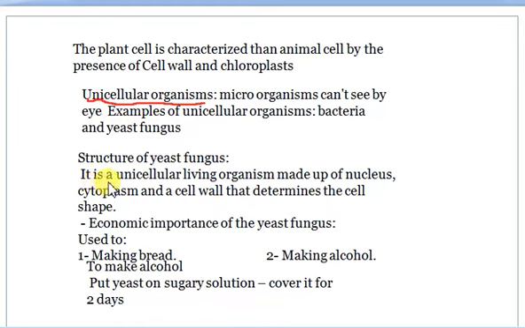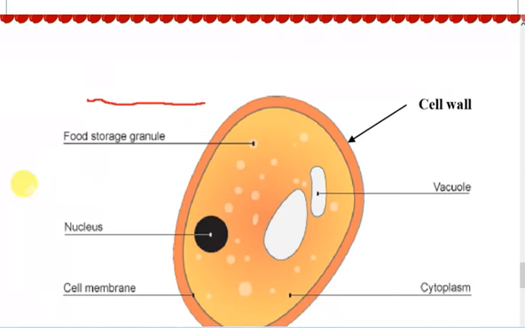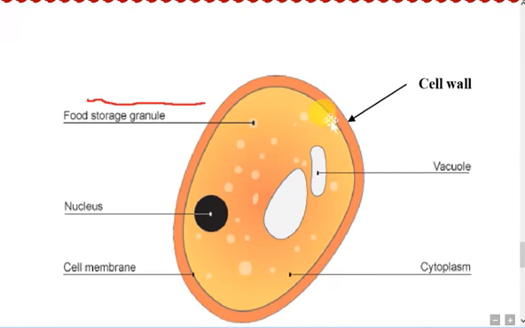It's a unicellular living organism made up of nucleus, cytoplasm, and cell wall. The shape of yeast fungus: cell wall, nucleus, cytoplasm, vacuole, cell membrane.